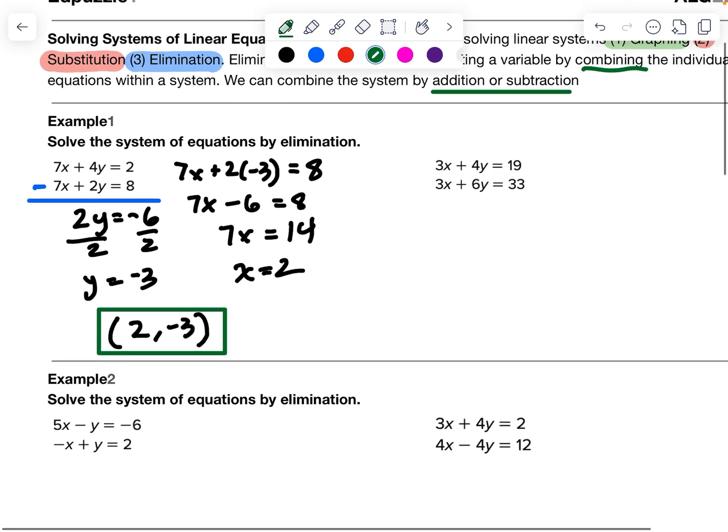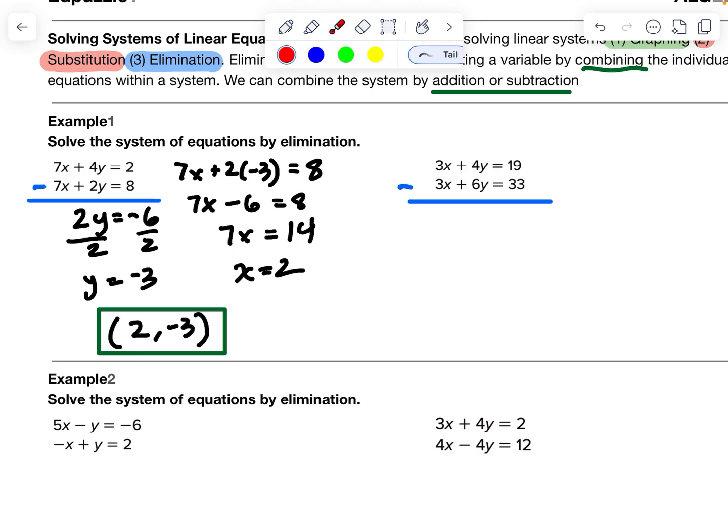All right. It's almost the identical system. If you would like, you can pause the video and do it yourself, and then watch me solve it to see how well you did. Okay, so we're going to subtract these equations. The reason why we're going to subtract these equations is these x's are the same. 3x minus 3x will be 0. We're trying to make a 0.